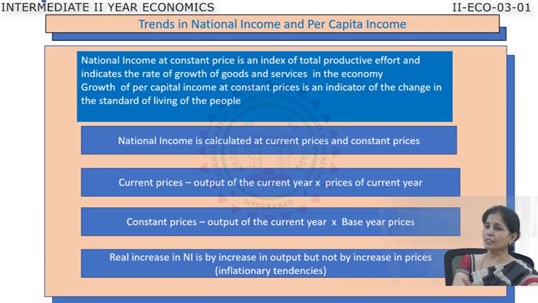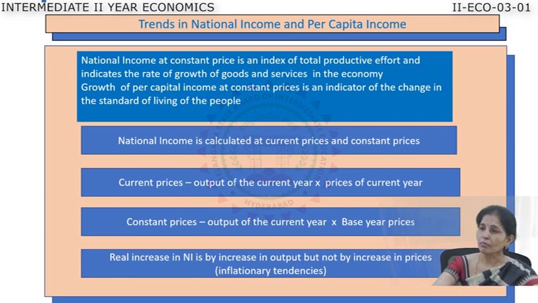Real increase in national income is always considered with increase in output but not with increase in prices. If the national income is increasing because of increase in prices, that is not the real growth, because national income is always considered with increase in the output. That is, production of goods and services should increase if you have to see a real increase in the national income.